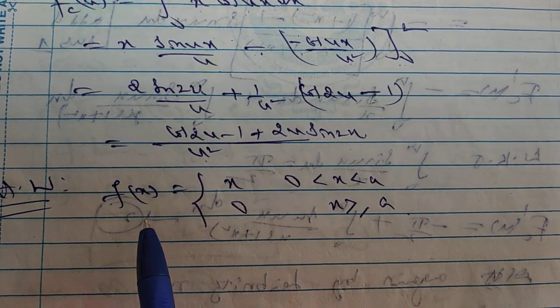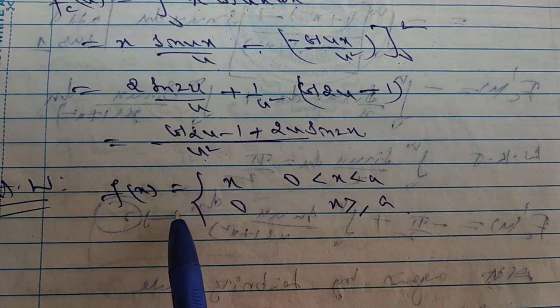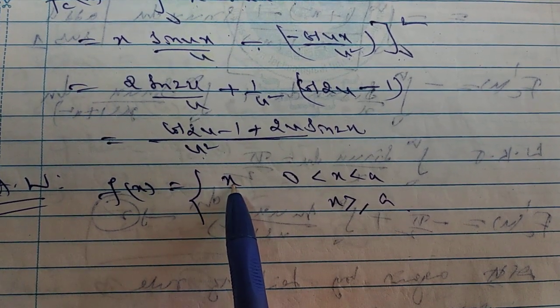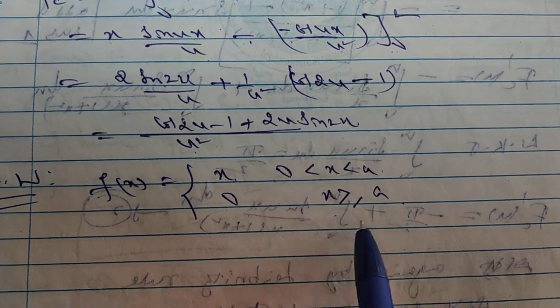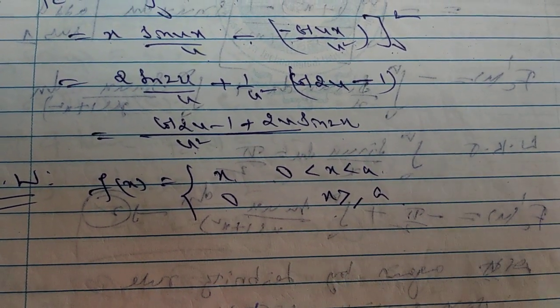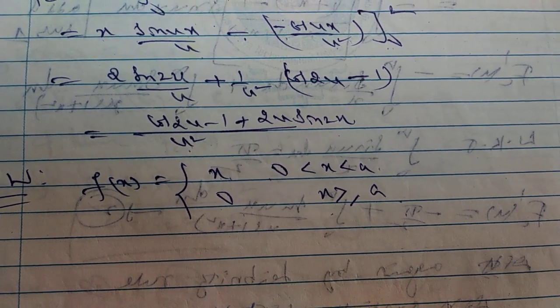Find the Fourier sine and cosine series for the function f of x is equal to x in the interval 0 to a and 0 for x greater than a. So x greater than a means a to infinity, that value term becomes 0. So do this problem.